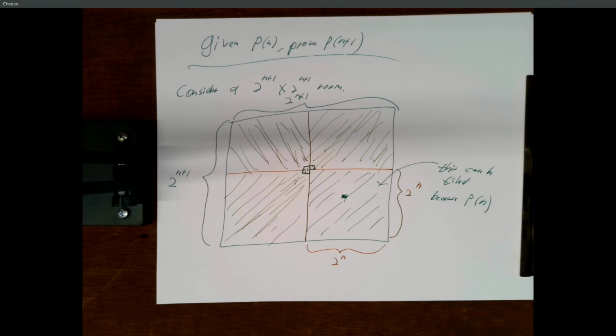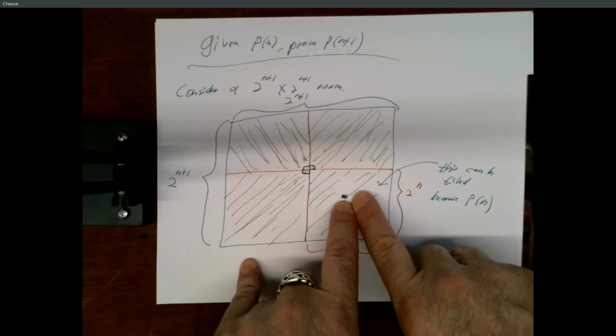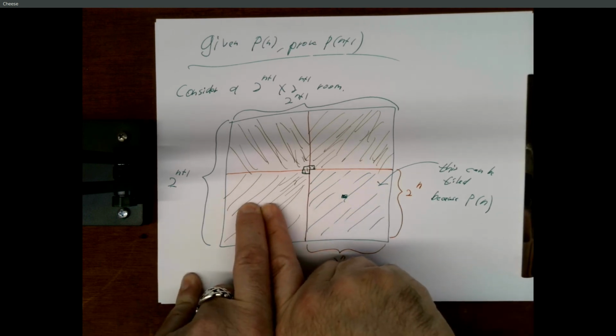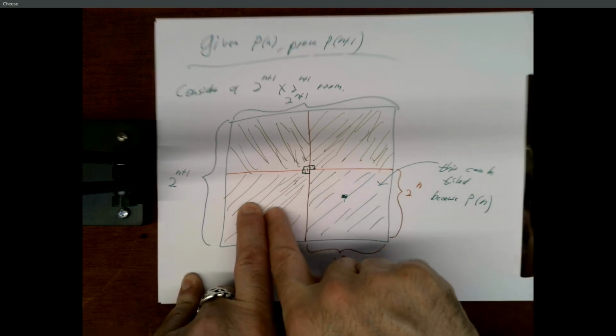Now, we made an assumption that our missing tile was down here. We need to do this 4 times. Because what if the missing tile is over here? Is your proof still going to work? Well, yeah. We'll cover that with P of n.